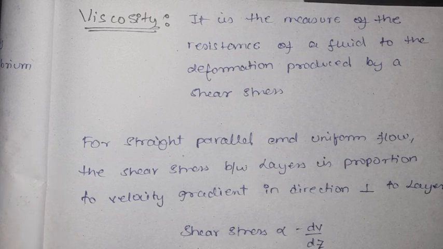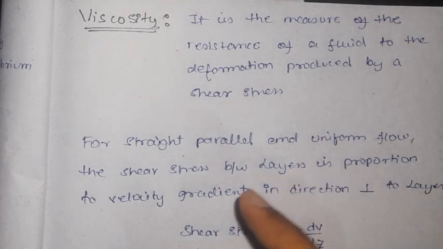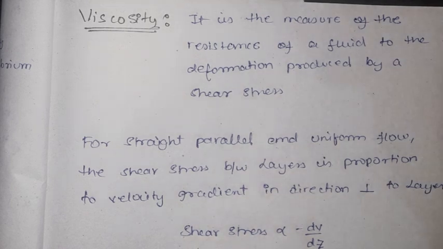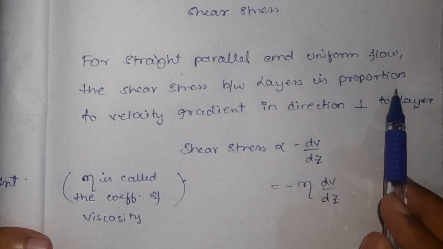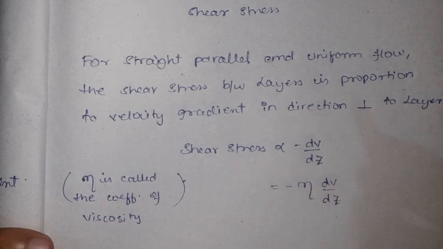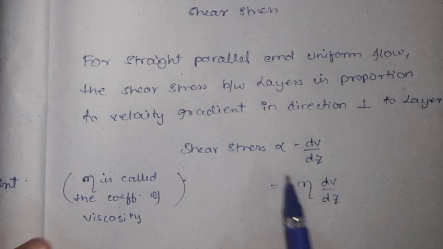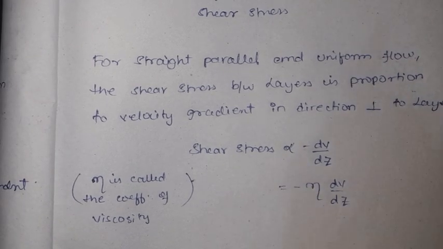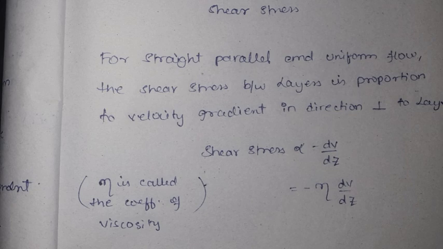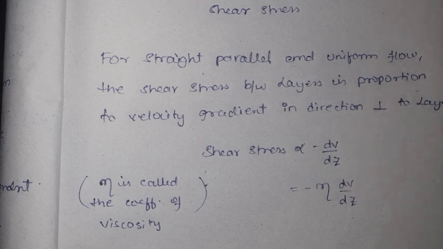First, viscosity. It is the measure of the resistance of a fluid to the deformation produced by a shear stress. For straight, parallel and uniform flow, the shear stress between layer is proportional to the velocity gradient in direction perpendicular to the layer. Shear stress is directly proportional to minus dV by dz. अगर ये प्रोपोर्शनली हम लोग हटाते हैं तो ये कांस्टेंट आएगा eta, which is called the coefficient of viscosity.